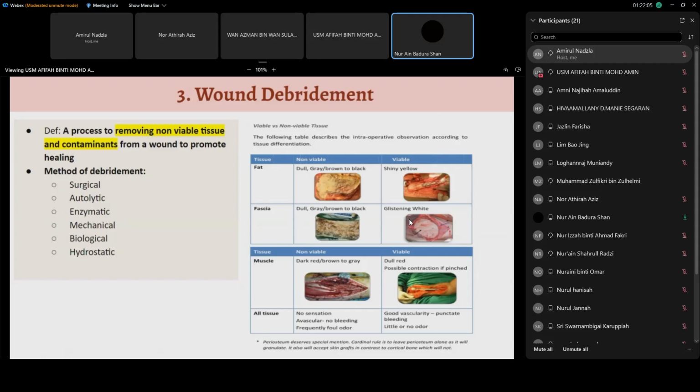glistening white. And then muscle, for non-viable, it will look dark red, brown to grey. If it is viable, it will look red like meat, and there is possible contraction if you pinch the muscle. And all tissues, if non-viable, may have no sensation, not bleed, and have a foul smell. If viable, it has good vascularity with no or little odor.